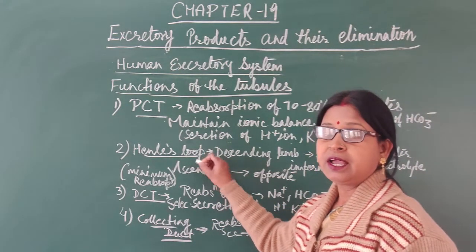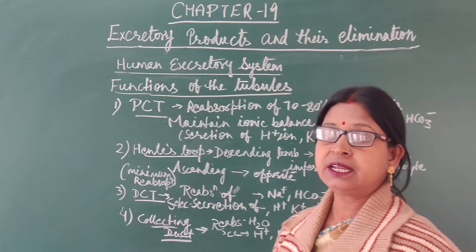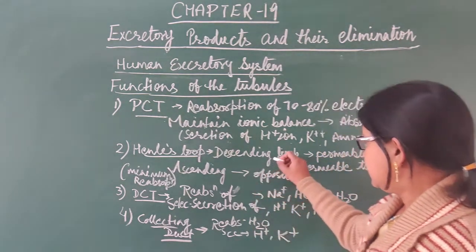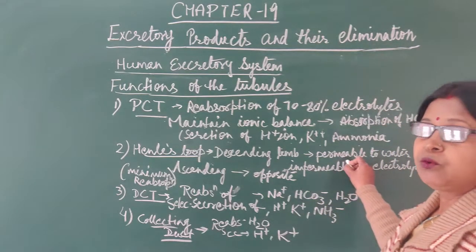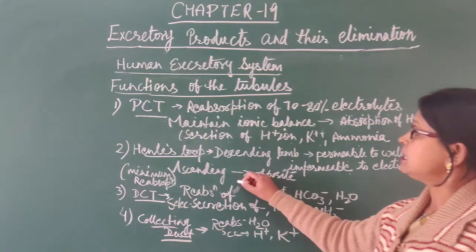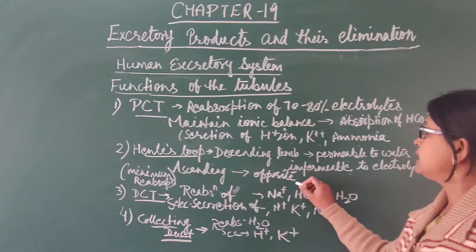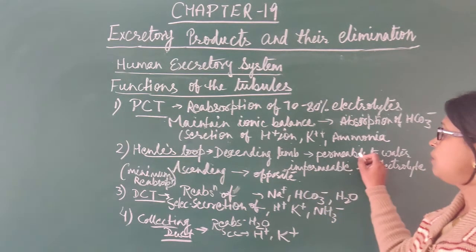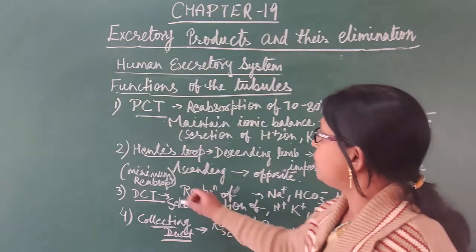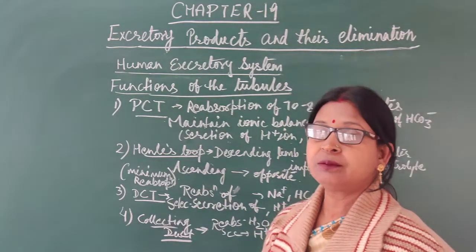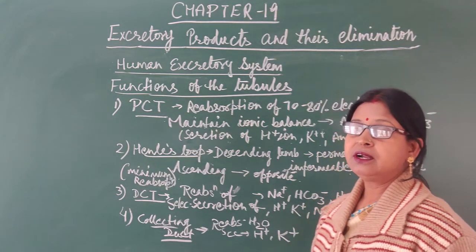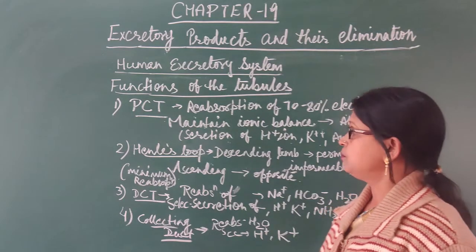Then loop of Henle having 2 limbs, that is ascending limb and descending limb, that we have already discussed through the diagram. Here the descending limb is permeable to water but impermeable to electrolytes, and the ascending limb is just opposite in nature, that is it is impermeable to water but permeable to electrolytes, and in this way it is also involved in the process of maximum reabsorption. So, all these things are favorable for maintaining the ionic balance of the fluid inside the body.